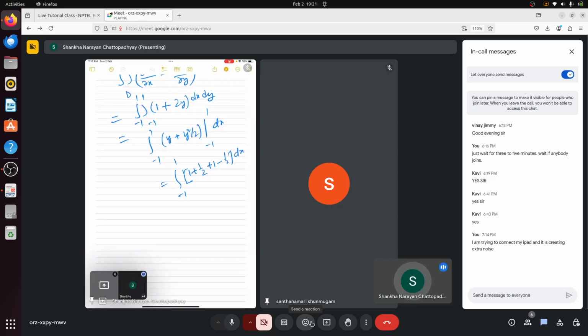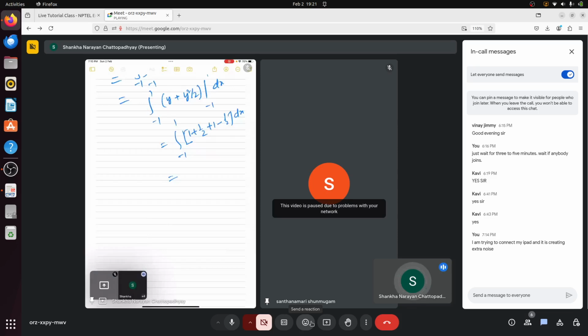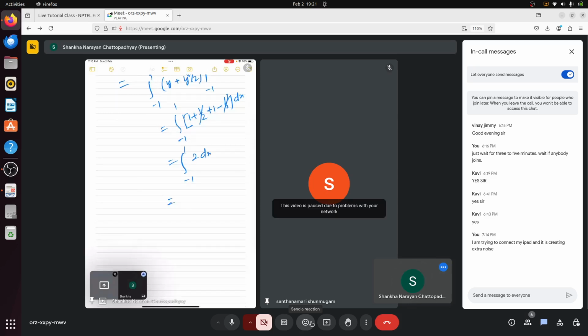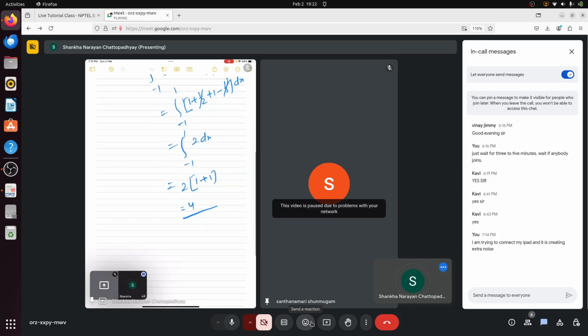So that will become, ultimately what will be the answer? Your half will cancel each other, so you will get 2 dx, and this 2 dx will be once again 2 into 2, that is 4. So I think the answer was okay, but there was a big typo, right?